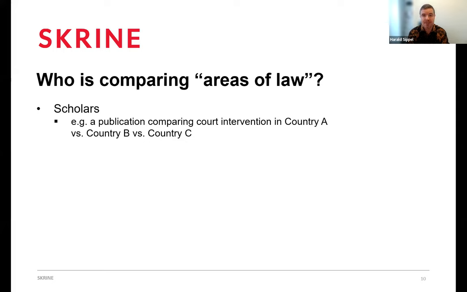It has to appear. Now, an arbitral tribunal cannot call the police and say, please help me. I mean, an arbitral tribunal can do that, but the police is not going to do anything because tribunals do not have such power. So in this case, an arbitral tribunal would have to reach out to a court and ask it for assistance. This would be an area of court intervention. And a scholar could compare what it's like in country A, what it's like in country B, what it's like in country C.